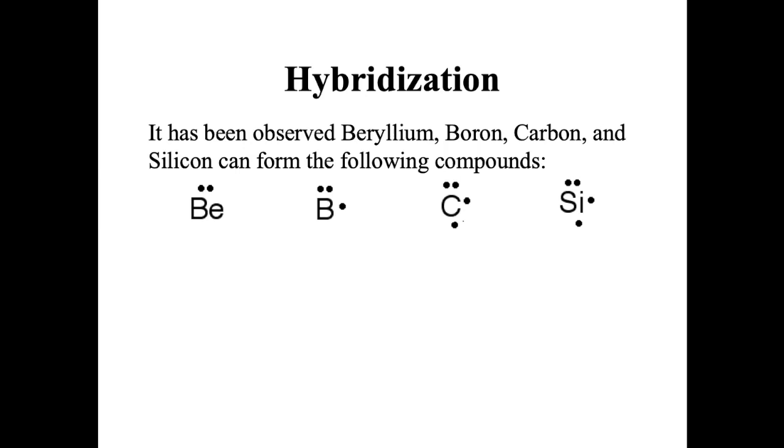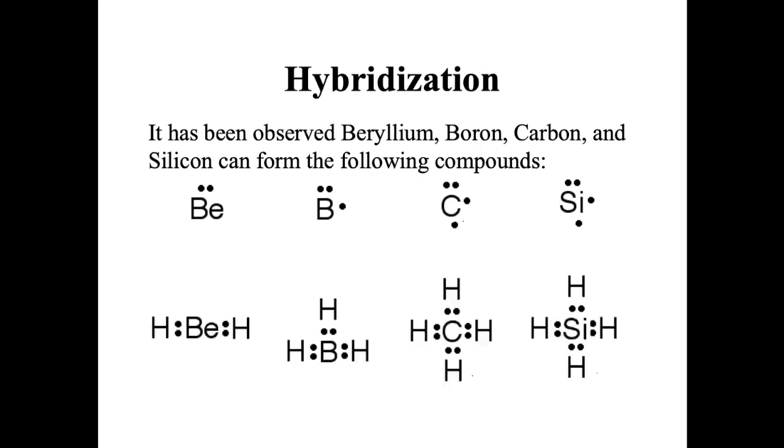However, we've observed that beryllium, boron, carbon, and silicon can form the following compounds. As you can see, beryllium bonds with just 2 hydrogens, boron only bonds with 3, and carbon and silicon both bond with 4, even though they have paired-up electrons that you would think wouldn't need to be shared like that. So the pattern in which these bonds form is very unusual. It doesn't match what we would typically predict based on their dot structure.